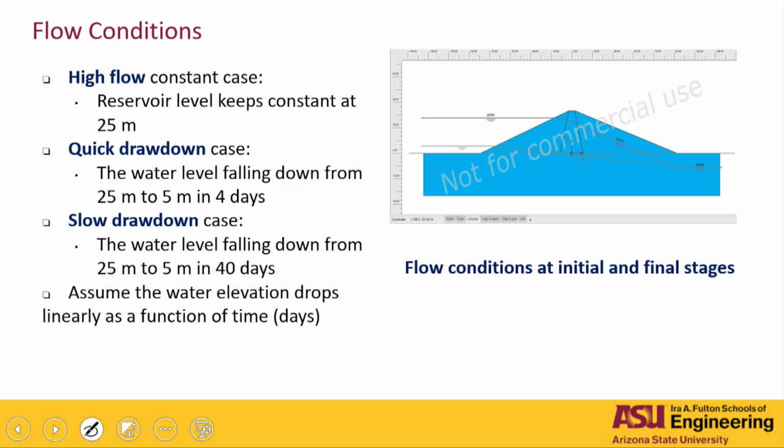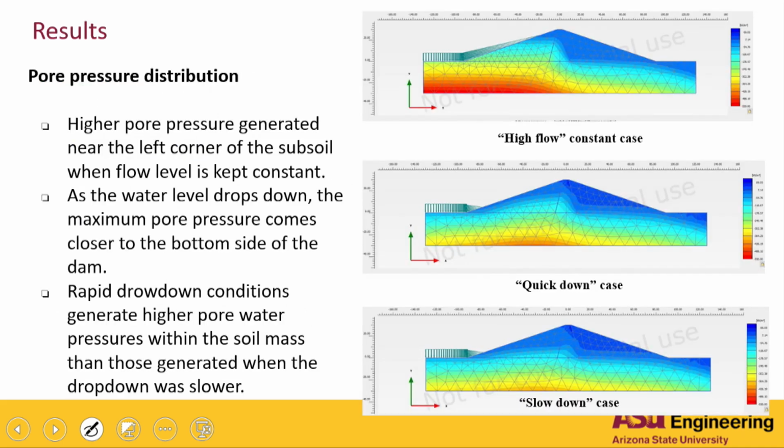Assumptions: the water elevation drop was constant, or linear, as a function of time, okay? But you can make any assumptions that you believe are necessary. With that, we run the program, and what you get is the pore pressure distribution, whether positive or negative, right? If it's positive, it's the one that you've always been using. The negatives are your suction values, right? Your suction values. High pore water pressures that were generated.